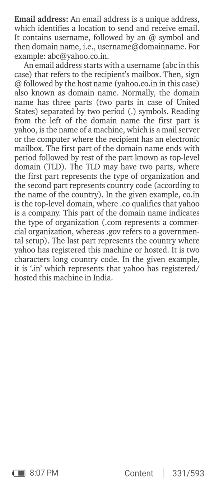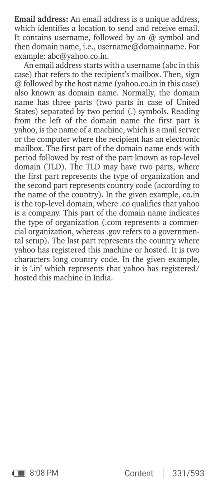An email address. The email address is a unique address which identifies a location to send and receive email. It contains a username followed by the @ symbol and then the domain name. For example, abc at domain. An email address starts with a username, abc in this case, that refers to the recipient's mailbox. Then the @ sign is followed by the host name, also known as the domain name.